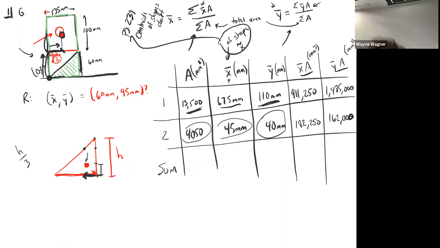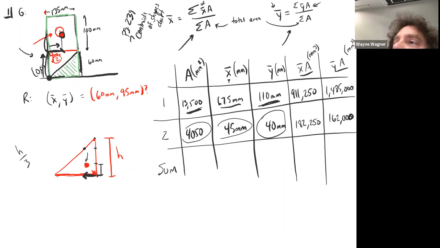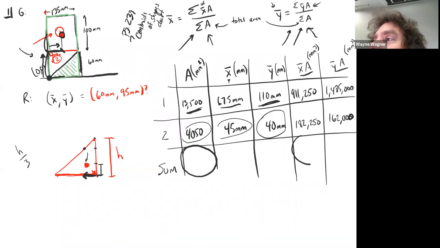Now we need the sums. In this case, we don't need all the sums, because we're going to look at what we're dividing here. We really need two sums, so I'm not going to add up all of them. I need the total area, because that's on the bottom of both of them. And then I need the sum of y bar A and the sum of x bar A. So I'm just going to add them up.